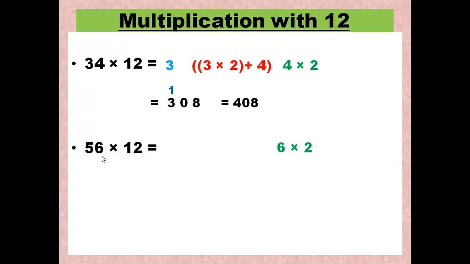Now we multiply 56 with 12. So we multiply 6 with 2, 6 times 2. Next is 5 times 2 plus 6, we add the next digit, and we write 5 as it is. So 6 times 2 is 12. We write 2 only and 1 is carried over. Now 5 times 2 is 10. 10 plus 6 is 16. We write 6 and 1 is carried over. Now we add it. So we write 2 as it is. 6 plus 1 is 7 and 5 plus 1 is 6. So 56 multiplied with 12 gives us 672.